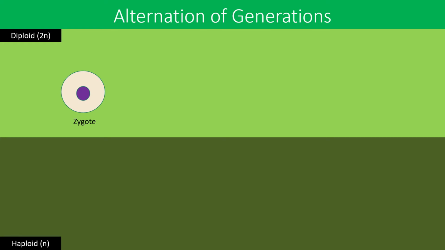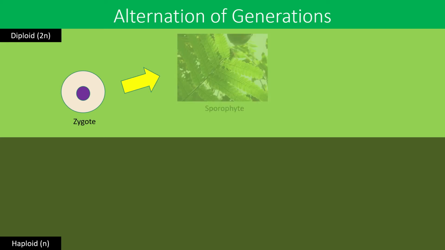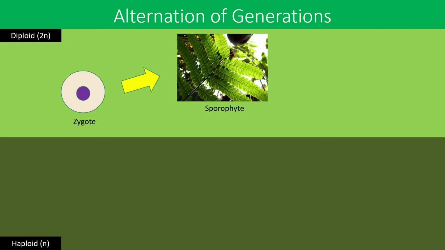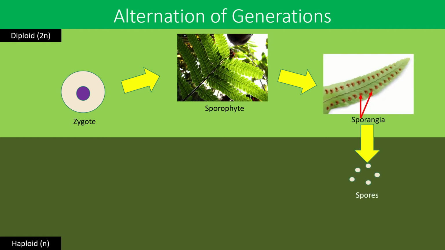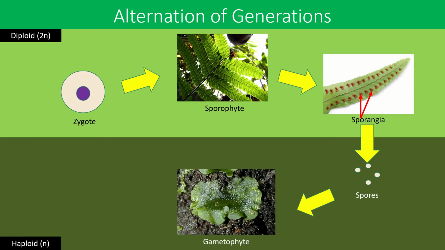So ferns and many protists start off as a diploid zygote, which eventually will develop into what's called the sporophyte stage. Sporophytes then produce sporangia, which undergo meiosis to become spores. Spores grow and develop into gametophytes, and gametophytes are the lifestyle that makes gametes. Some protists produce both on the same gametophyte, and others produce separate gametophytes for each gamete type. Finally, the gametes unite, creating a new zygote, and the cycle starts all over again.